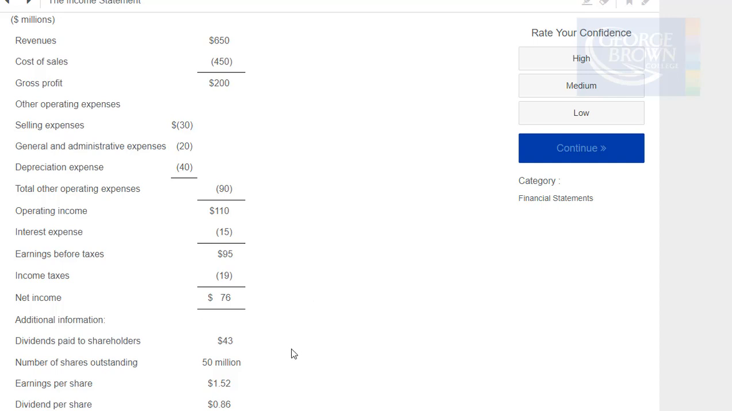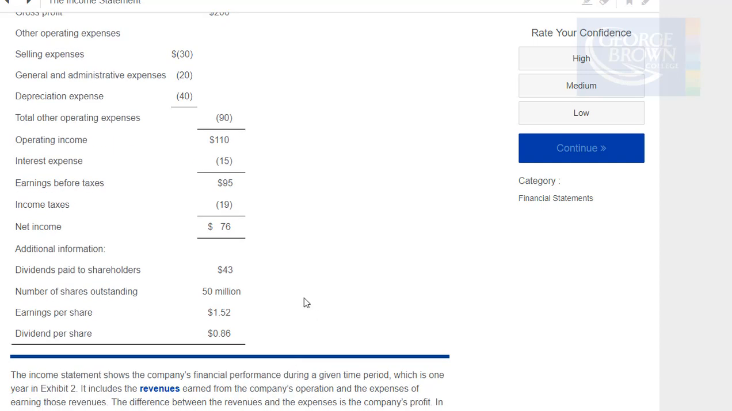We recall that dividends paid to the shareholders was 43 million. And here's some additional information. If I just scroll it up a little bit on the screen, you can see the number of shares outstanding is 50 million. So if we take the net income of 76 million and we divide it by the number of shares outstanding, we'll have an earnings per share. So 76 million divided by 50 million gives us $1.52 earnings per common share.